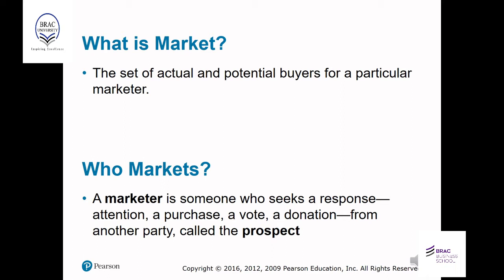From a marketing perspective, the definition of market is different. Here we state that market is a set of actual and potential buyers. How? For example, I am doing a job at Brac University and I have a life insurance policy. So for insurance, I am the current or actual buyer.